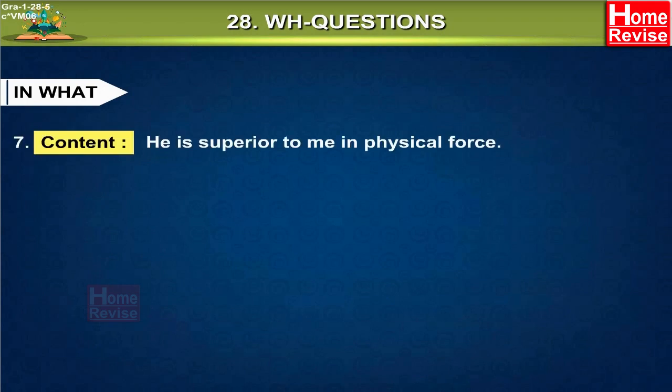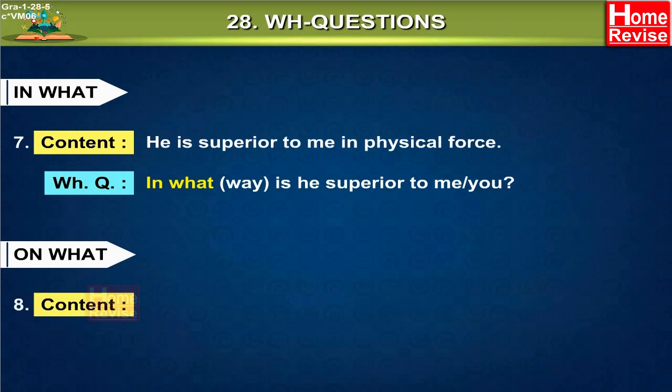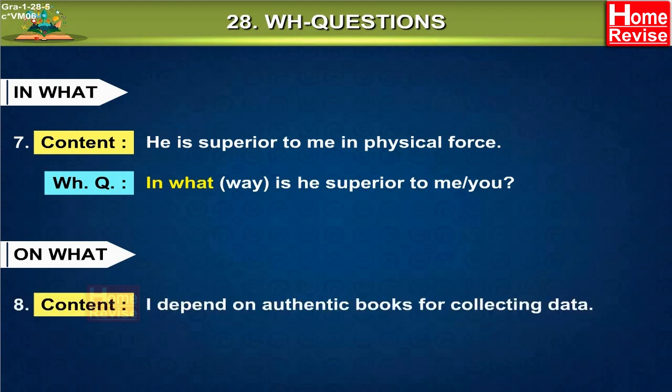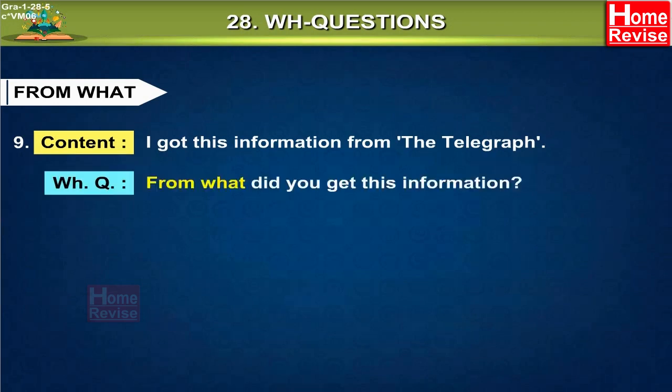In what? 7. Content: He is superior to me in physical force. WH question: In what way is he superior to me or you? On what? 8. Content: I depend on authentic books for collecting data. WH question: On what do you depend for collecting data? From what? 9. Content: I got this information from the Telegraph. WH question: From what did you get this information?